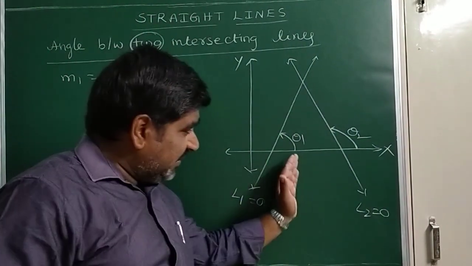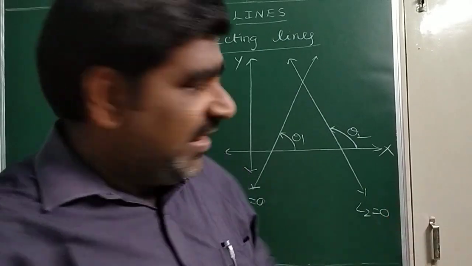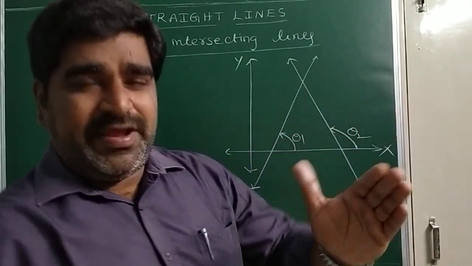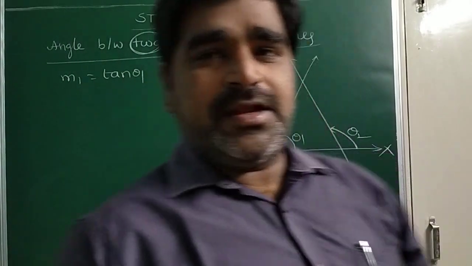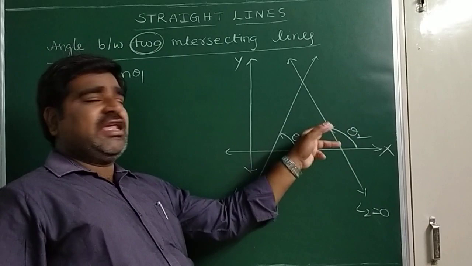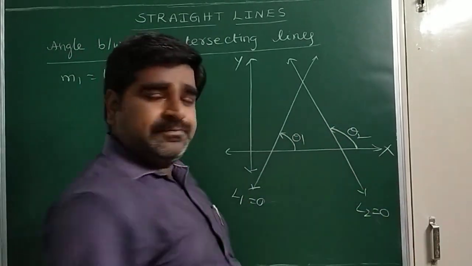Sir, can we take the angle like this, sir? No, we cannot take the angle in negative direction. If you take the angle in negative direction, that may not be the inclination. Right. So here the angle is in anti-clockwise direction. So that theta 2 is the inclination of the second line.